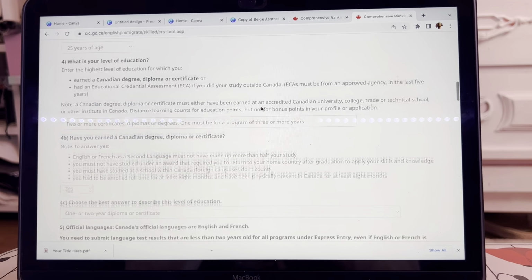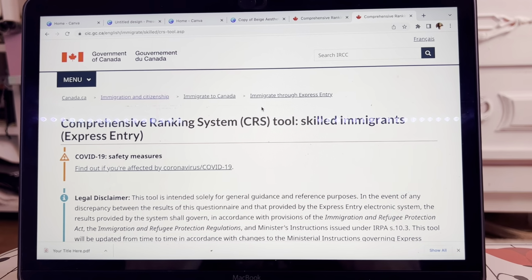So I will copy the link and post the link on my caption of video so you guys can calculate your score too. And there, if you guys know your score and you are ready to enter the pool, you have your requirements and the information you have are all good, and you prepared your documents, you can enter the pool, and then you can just create your own Express Entry profile.